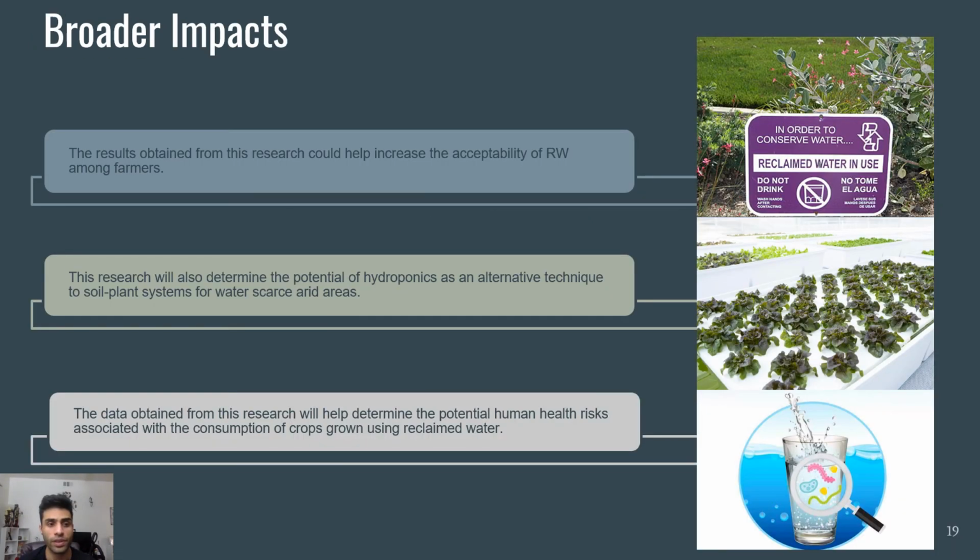Broader impact. So the results obtained from this research could help increase the acceptability of reclaimed water among farmers, and this research can also determine the potential of hydroponics as an alternative technique compared to soil plant system, and then the data obtained can be used to determine the potential human health risk associated with the consumption of crops which are grown in reclaimed water.